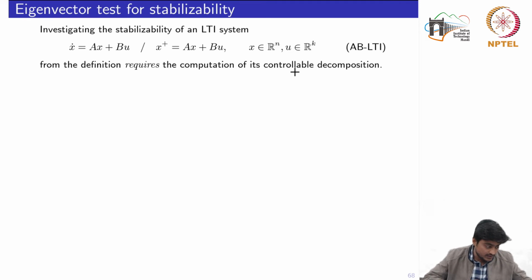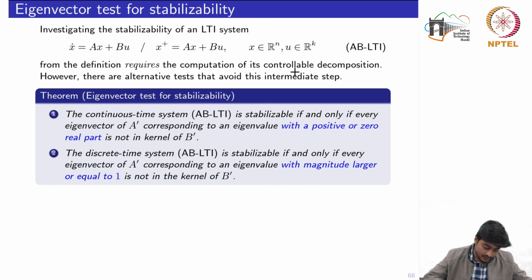Okay, so first one is the eigenvector test. So this result says that the continuous time system or the pair AB of the LTI system is stabilizable if and only if every eigenvector of A transpose corresponding to an eigenvalue with a positive or zero real part is not in the kernel of B transpose.